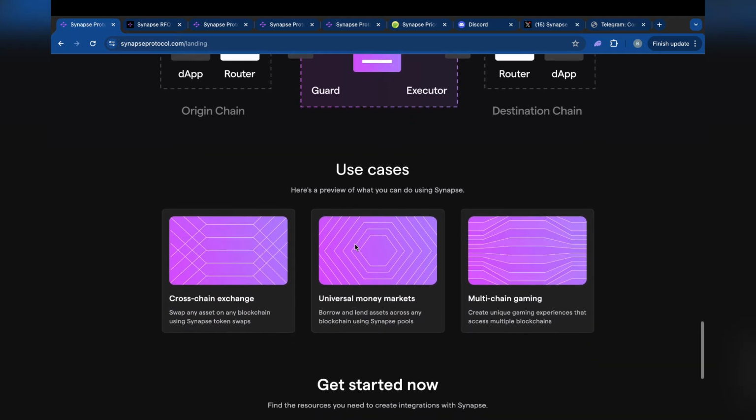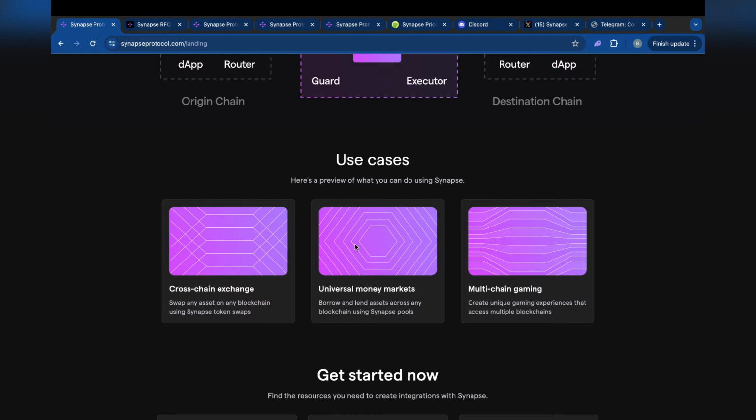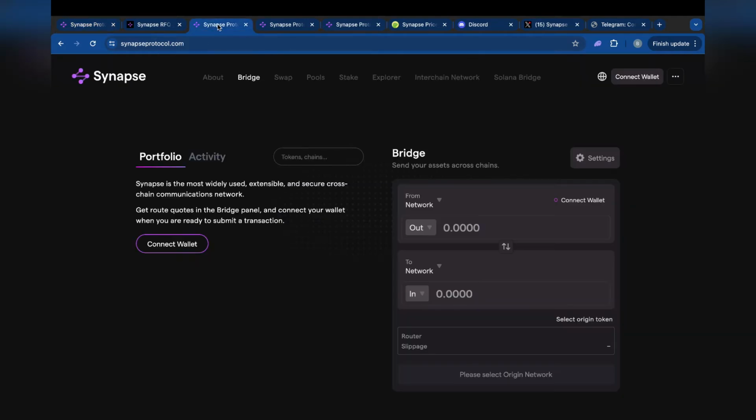Plus, we can't forget Synapse Bridge. It's the backbone of the network, allowing users to move assets across different blockchains. It's one of the most popular methods for bridging assets thanks to its low cost, fast transaction times, and high level of security. The fact that millions of transactions have already taken place through this bridge shows that it's battle-tested.